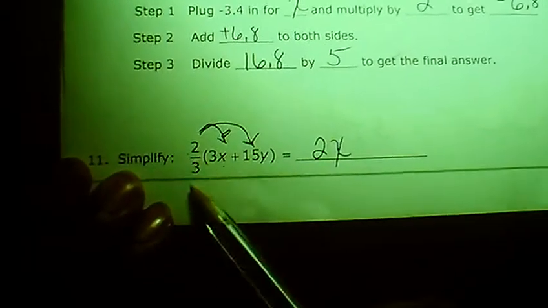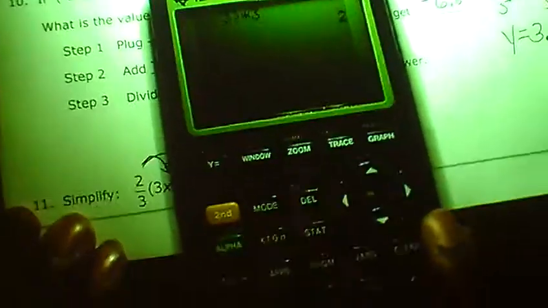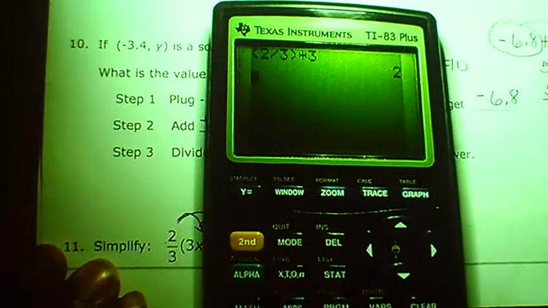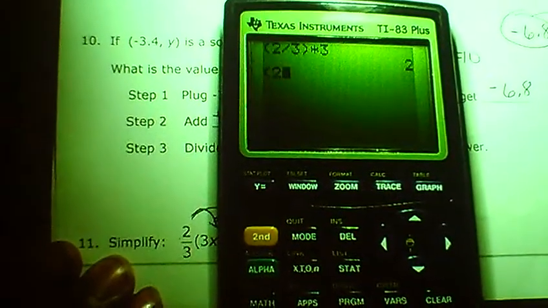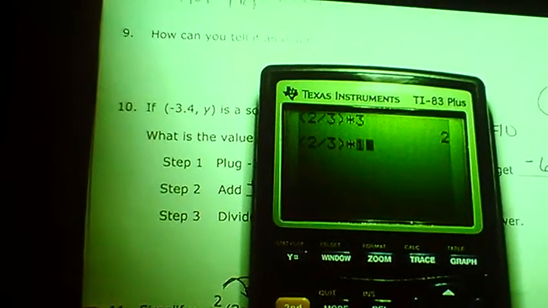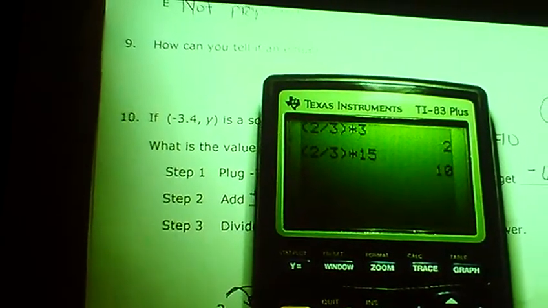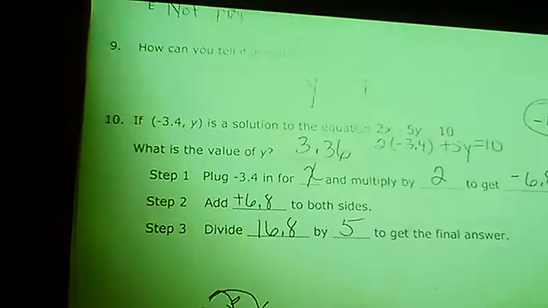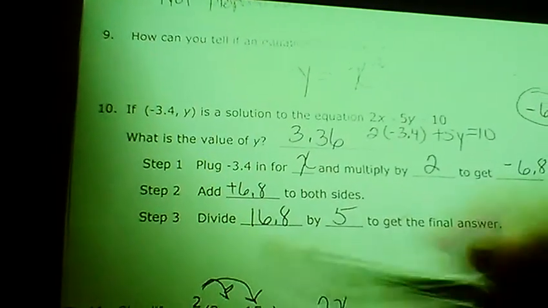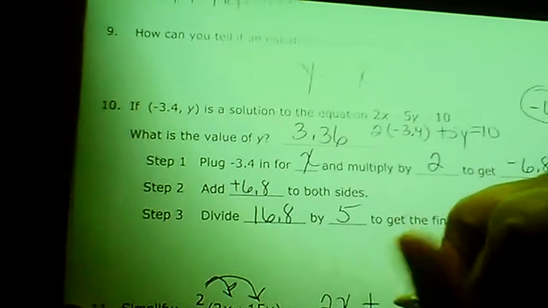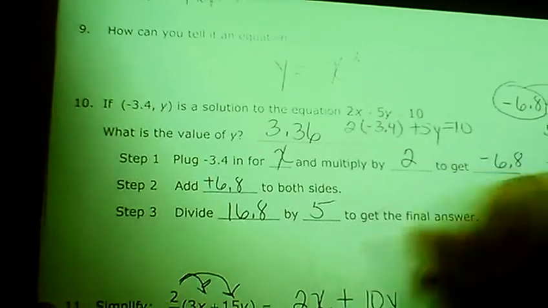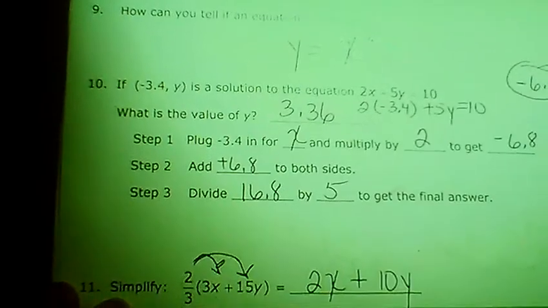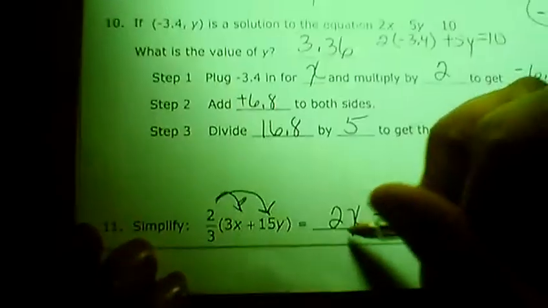Now we have to multiply 2/3 times 15y. Back to our calculator. Open parentheses, 2 divided by 3, close parentheses, times 15 gives us 10. So 2/3 times 15y gives us plus 10y. We look to see if we have any like terms to combine. We don't. We don't know the value of x and y. So we're through.